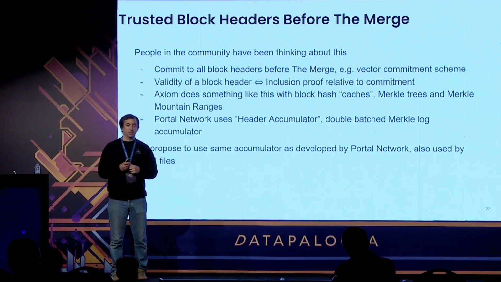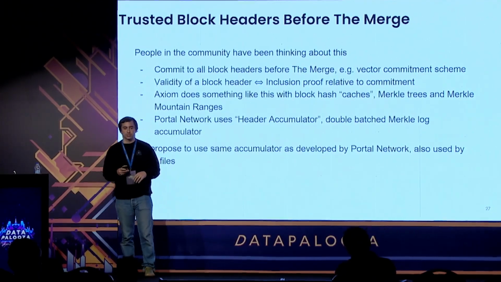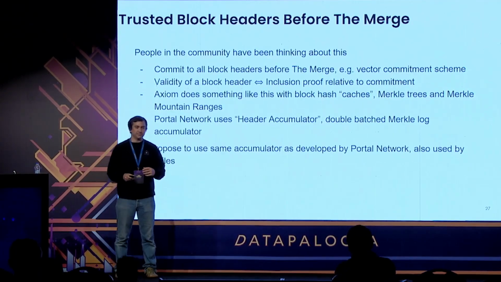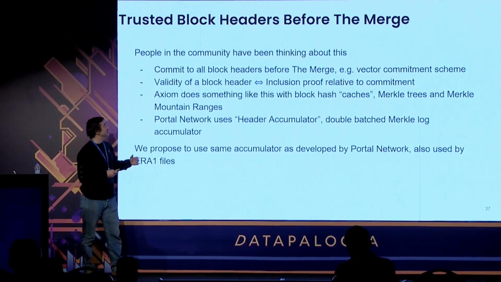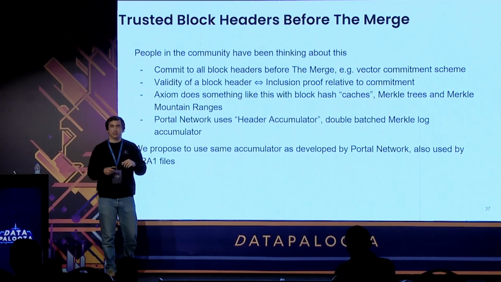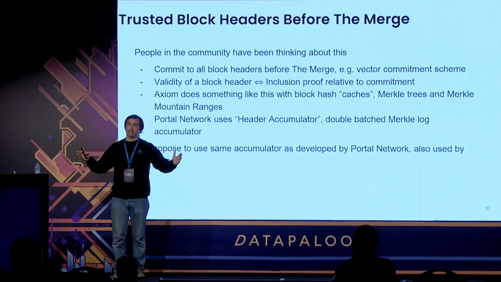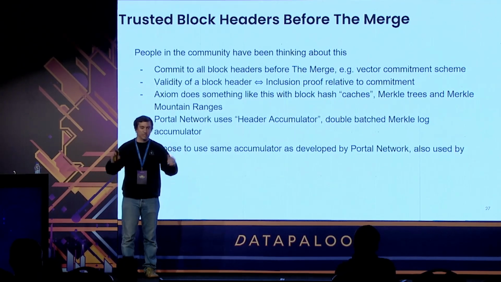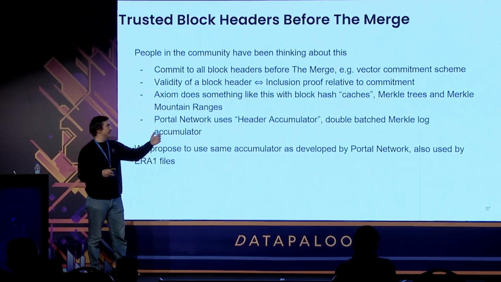For block headers before the merge, we heard some of the panelists here talking about solutions that people are already working on for handling pre-merge data. So there's interest in the community. Essentially, what people are doing is committing to all of the block headers that occurred before the merge. That data is finalized, right? It's never going to change. So you can generate one commitment, and that commitment will be valid for all of history. Essentially, you commit with a vector commitment scheme.